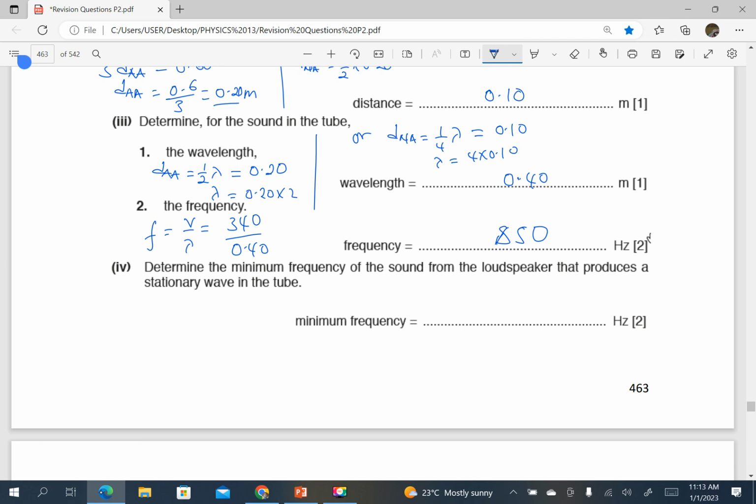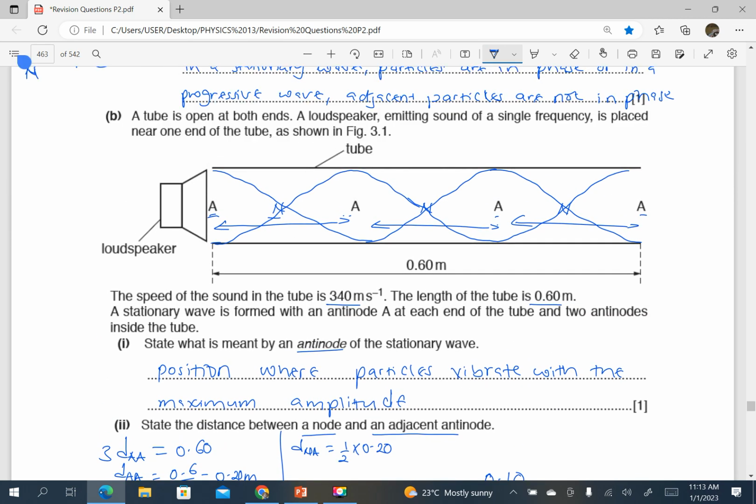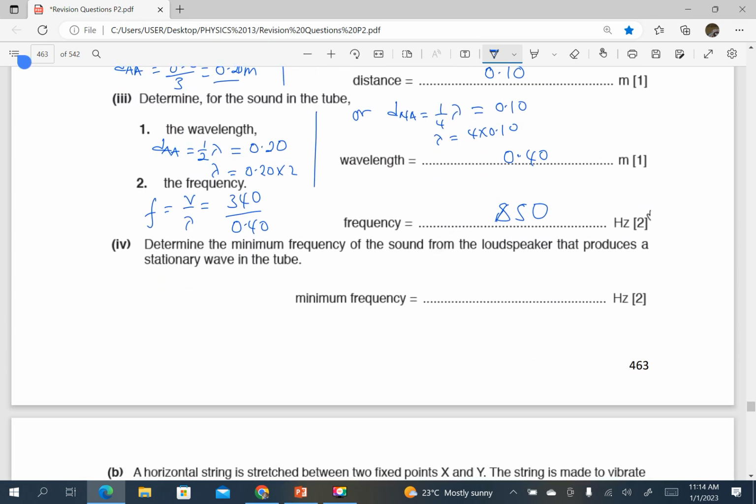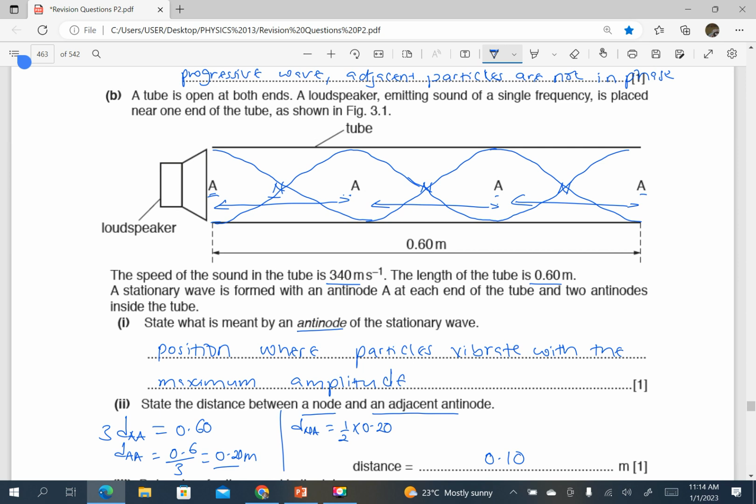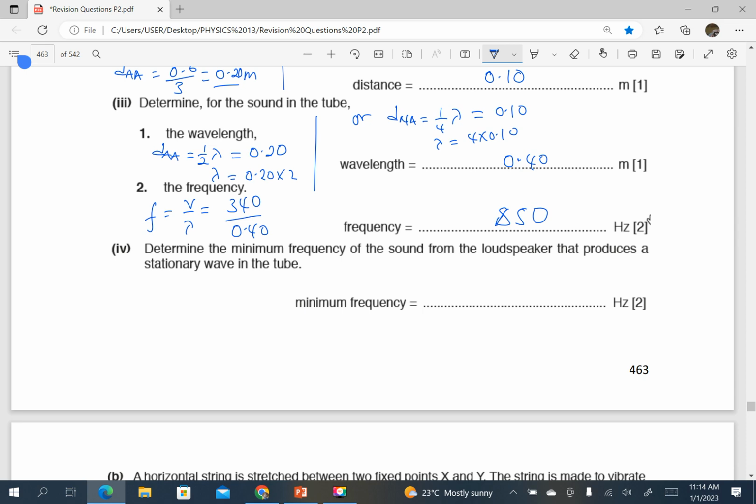Determine the minimum frequency of the sound wave from the loudspeaker that produces a stationary wave in the tube. We want the minimum. When you look at this, how many harmonics are there? This is a half plus a half plus another half. There are 3 halves. That is 1 cycle and a half. You would notice that this is 3 times F naught, 3 times the fundamental. If this is an antinode, those are 3 loops, or 3 times the fundamental. But if that is hard for someone to see, let me begin with that.